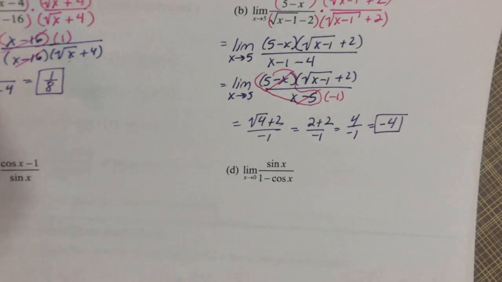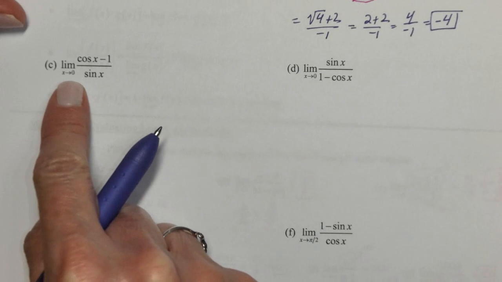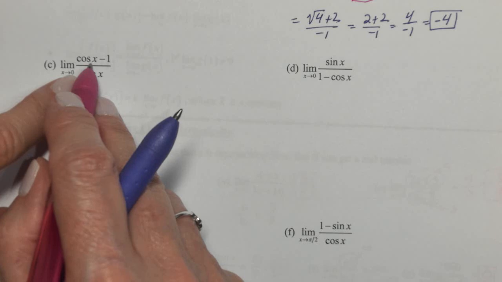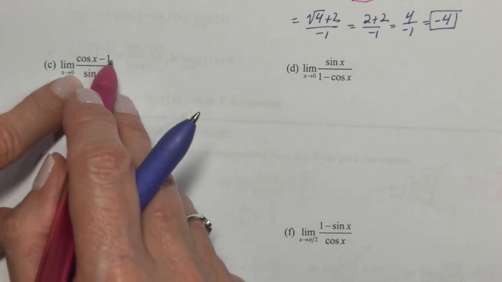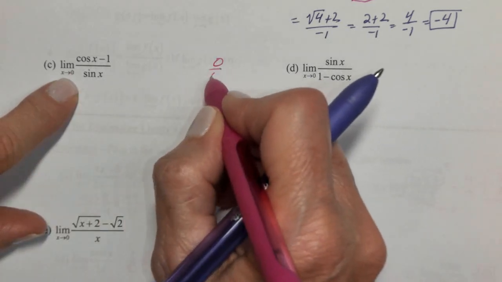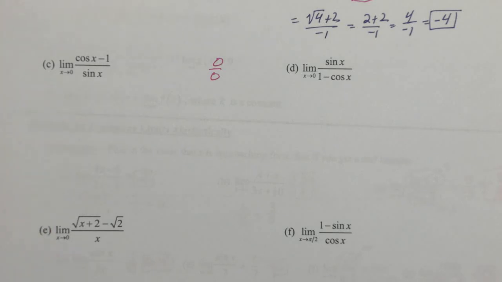Next one. All right. If I plug 0 in for x, cosine of 0 is 1. 1 minus 1 is 0. Sine of 0 is 0. There's a hole here. It's really hidden. We don't know where it is. There's no square roots. We can't factor this. There's no complex fraction. This is one where it's like, what do you do?